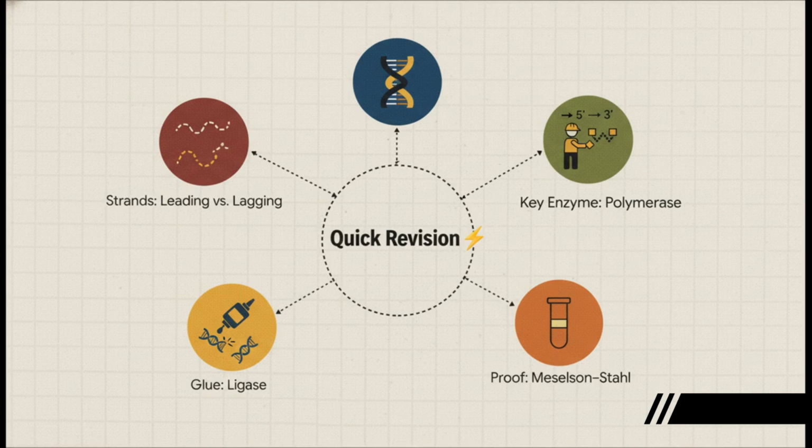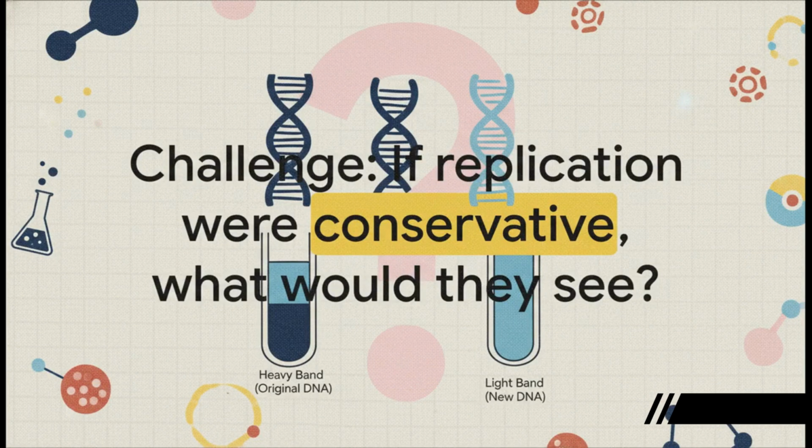Got it? Good. And now for the ultimate challenge question. This is to test if you truly understand the concept. Imagine if replication was fully conservative, meaning the original DNA double helix stayed together and a totally new one was made from scratch. What would Meselson and Stahl have seen after that first generation? Think about it. They would have seen 2 completely separate bands, one all-heavy band, which was the original DNA, and one all-light band, which was the brand new one. If you figured that out, you're in fantastic shape for the exam.